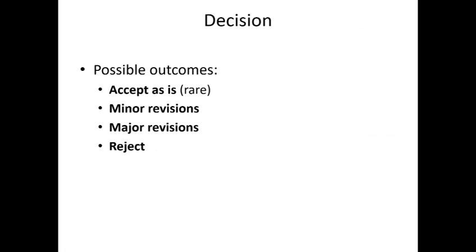Finally comes the decision. Possible outcomes are accept as is, which is very rare, then minor revisions, major revisions, and, as I told you, rejections will be there. All is very good actually. Even minor revision and major revision are good because our draft becomes better only after these revisions. And even rejection is good because we will get so many comments from the reviewers, according to which we can modify our article and then resubmit it to another journal. So everything is good only. Take it positively. Don't feel bad when seeing a rejection.